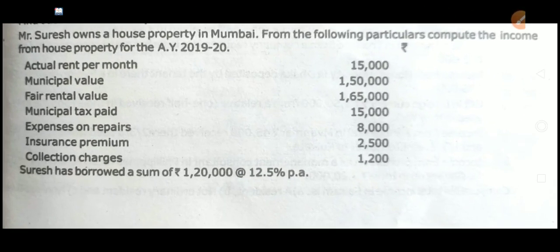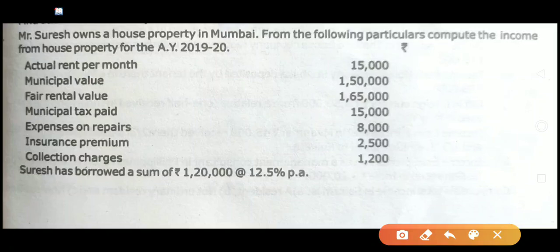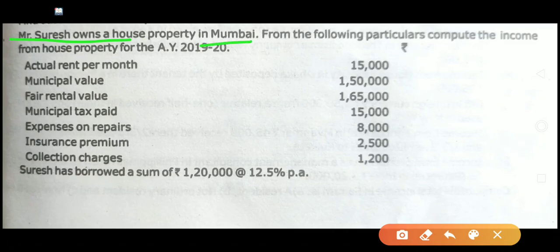And next, one more question, that is computation of taxable income from house property. So here is the question. Mr. Suresh owns a house property. Mr. Suresh is the assessee in the question. He also owns a house property in Mumbai, so this is not considered. Wherever he has a house, you should just consider the house property. From the following particulars, compute the income from house property for the assessment year 2019-20.